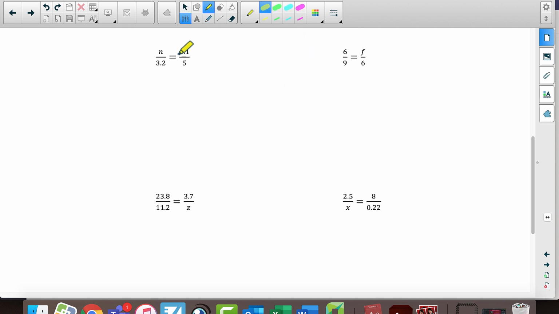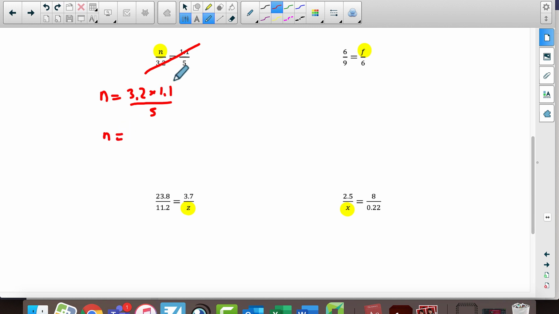Let's highlight what we're trying to find. We're trying to find n, we're trying to find f, we're trying to find z, we're trying to find x. Alright, let's do our diagonal here. Which diagonal do you know both numbers? Right here. So to get n, you have to multiply 3.2 times 1.1. You're going to get some answer, and you're going to divide it by 5. I'm just going to do it in one go. I don't need to write down what 3.2 times 1.1 is.